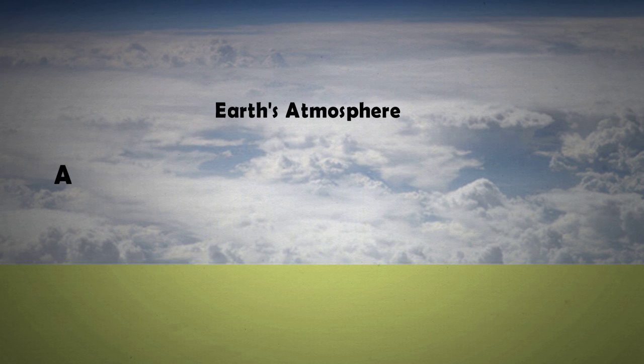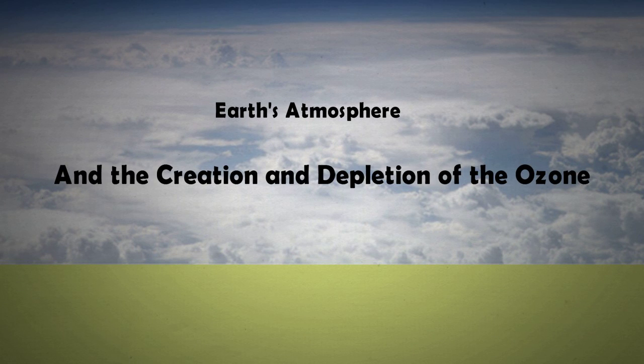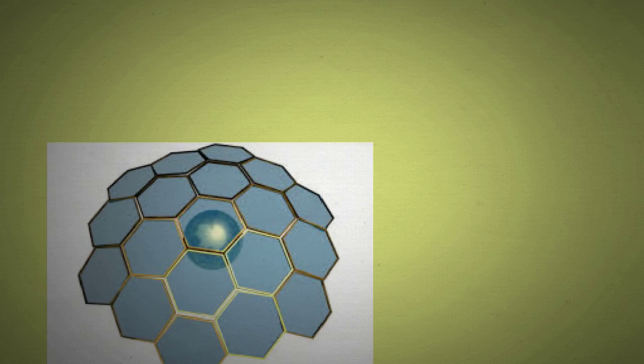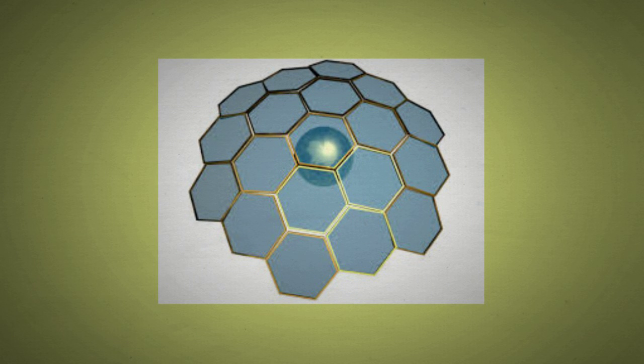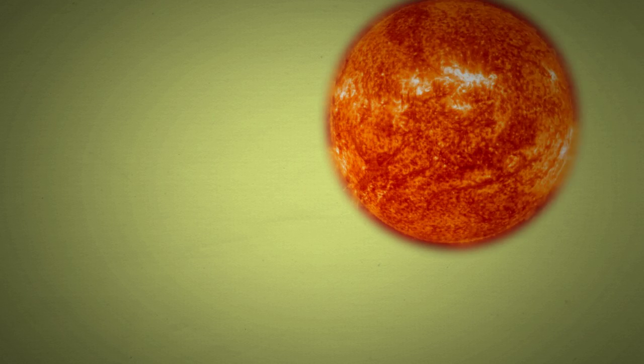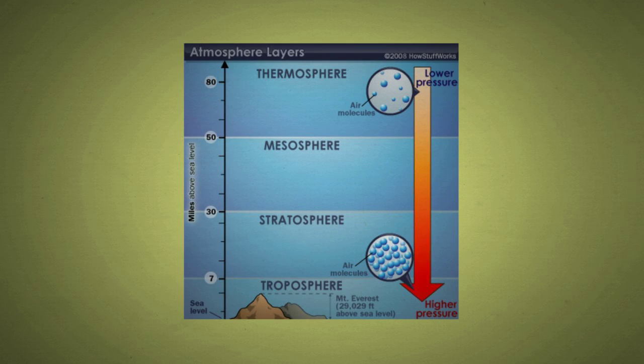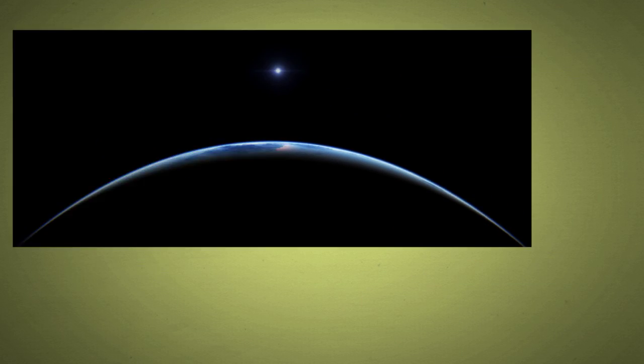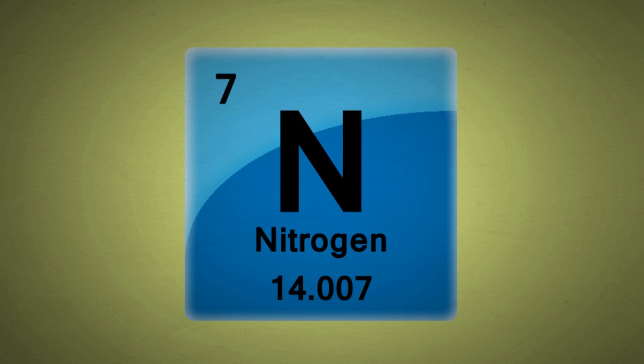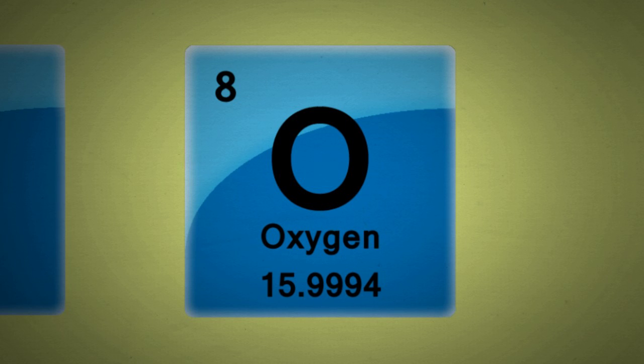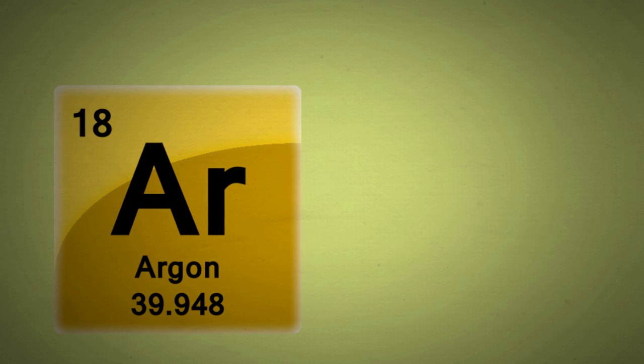Today, I'll be going over Earth's atmosphere, its layers, and the creation and depletion of the ozone layer. The atmosphere surrounds Earth and protects us by blocking out dangerous rays from the sun. The atmosphere is a mixture of gases that becomes thinner and thinner until it gradually reaches space. It is composed of 78% nitrogen, 21% oxygen, and 1% of other gases.